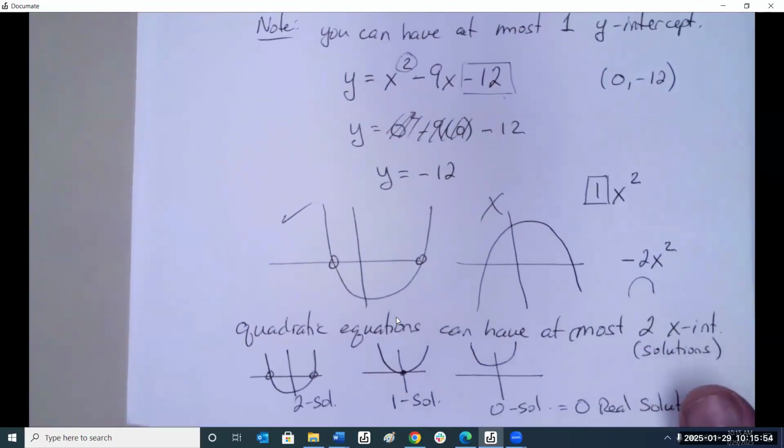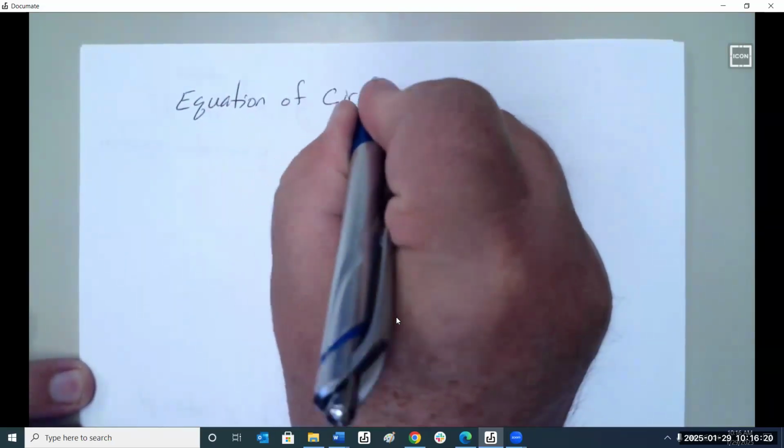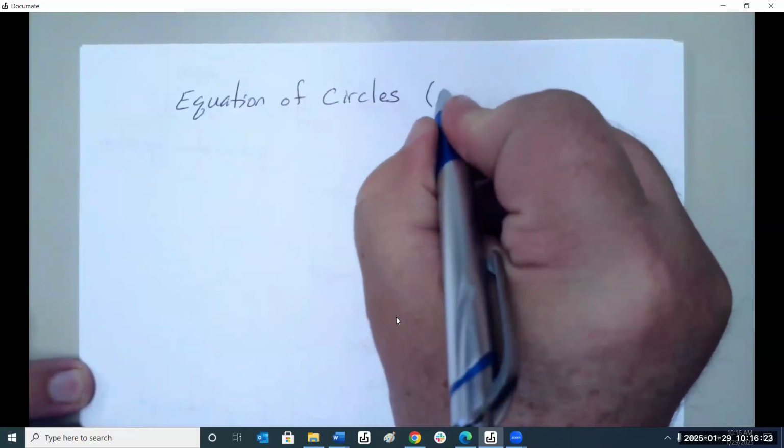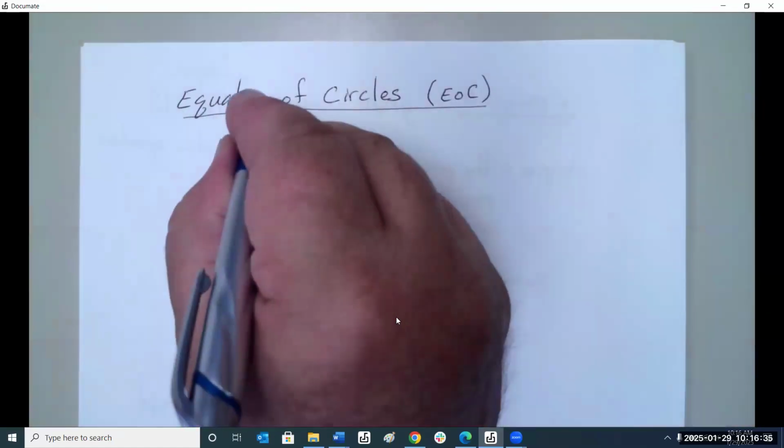Any questions so far? So far we've talked about the slope of the equation, the midpoint, the distance between 2 points, and finding the x and y intercepts. Let's talk about equations of circles.